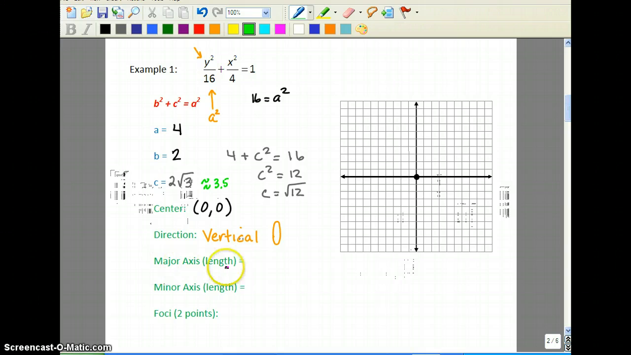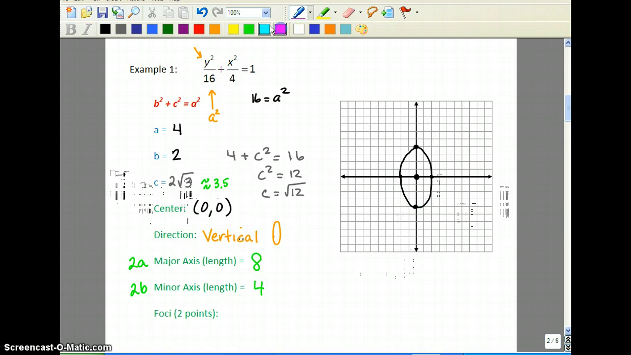Okay? Your major axis is your long one. So that's going to be 8 because it's always 2a. It's double that. Your minor axis is always 2b, so 2b would be 4. So we just go ahead and graph that. Your major axis is in the vertical direction, so you're going to go up 2, 3, 4, and down 4, and then left and right 2. And then the best you can, you draw your oval.